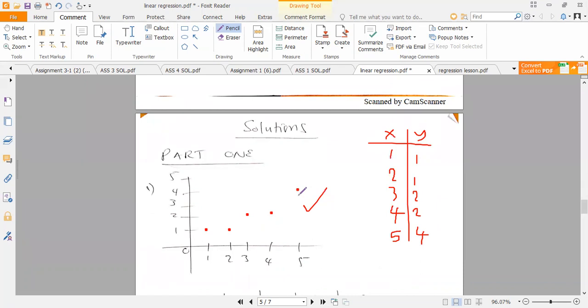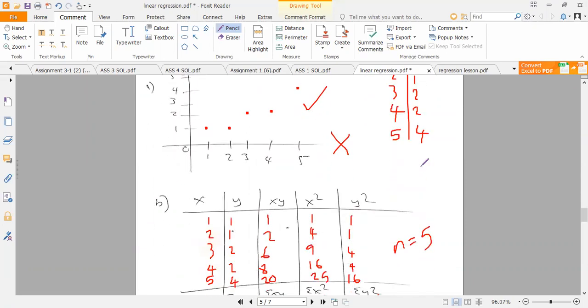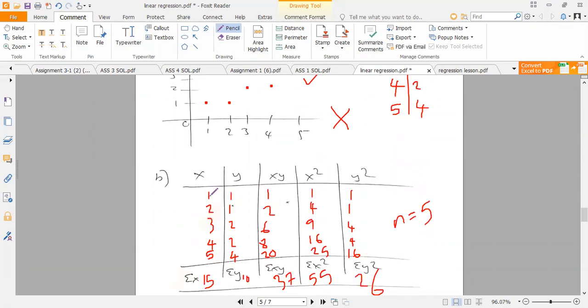All right. So this is what is called the scatter diagram. This is our y, and this is our x. Then we're going to expand the table. x is 1, 2, 3, 4, 5, and y is 1, 1, 2, 2, 4. So for xy, we're multiplying this times that: 1 times 1 is 1, 2 times 1 is 2, 3 times 2 is 6. So we're multiplying each of these to get xy.